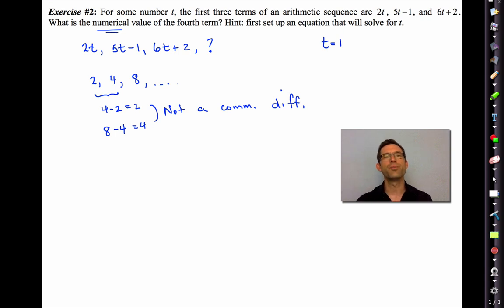What I'd like you to do is pause this video and play around with this problem. Obviously I know how to do it algebraically, but I'd like you to play around with it. It's a very common core-like problem. So take your time, pause the video.